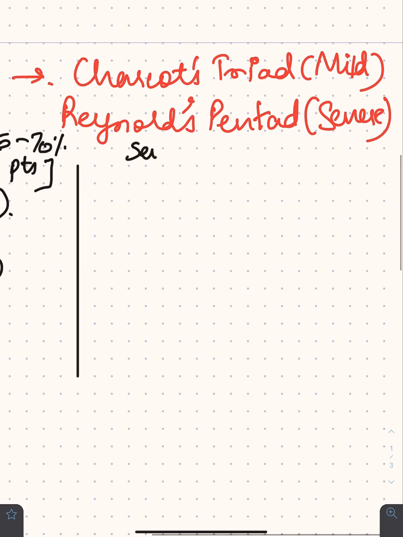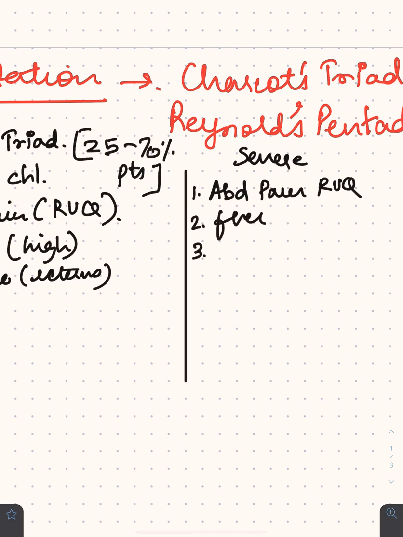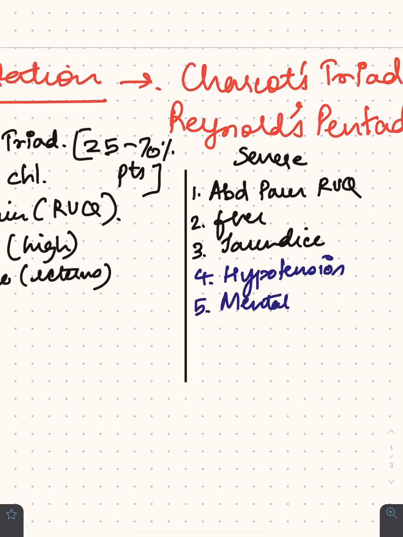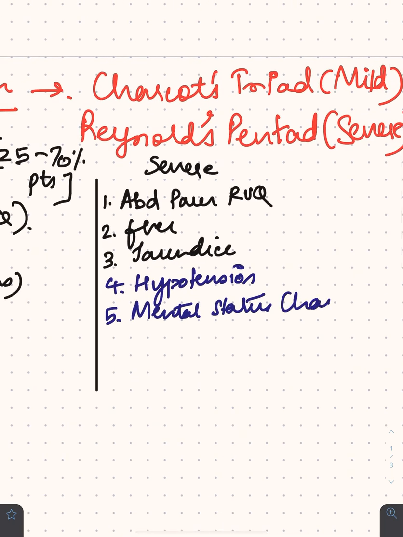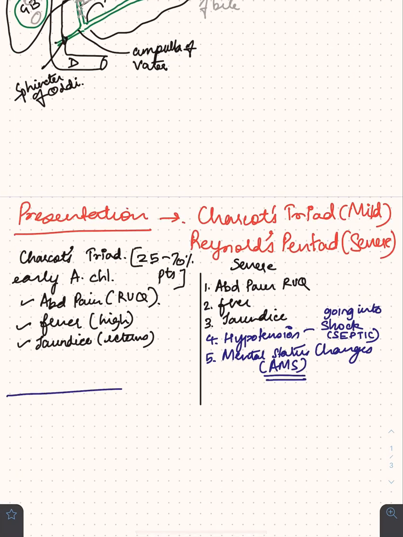However, when the disease becomes severe, apart from these three, that is abdominal pain, right upper quadrant, fever, and jaundice, you also have two more symptoms. Let's use a different color for that, namely hypertension and mental status changes. So your patient can present with altered mental status. And this hypertension is because the patient now is going into shock, which will actually be a type of septic shock because the patient has widespread infection now, which was earlier limited only to the biliary tree.